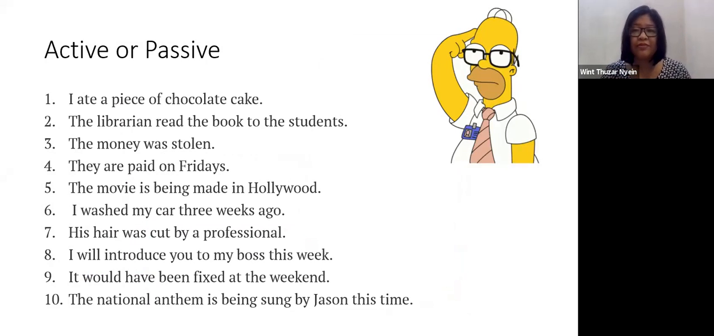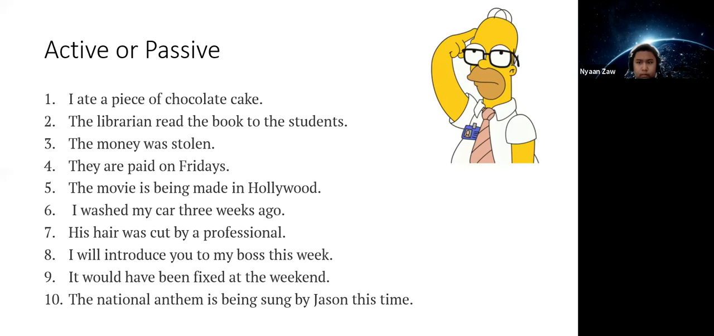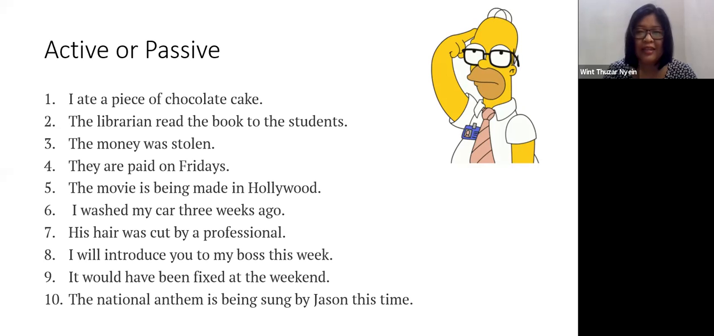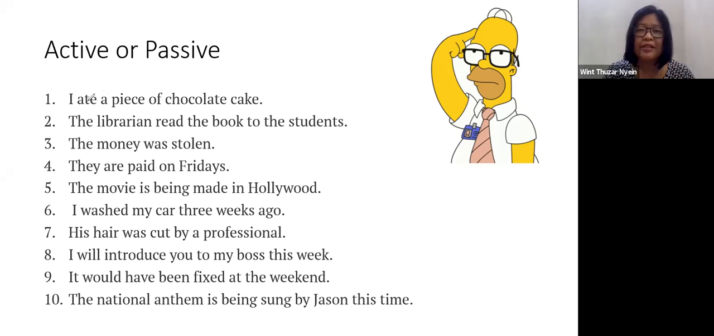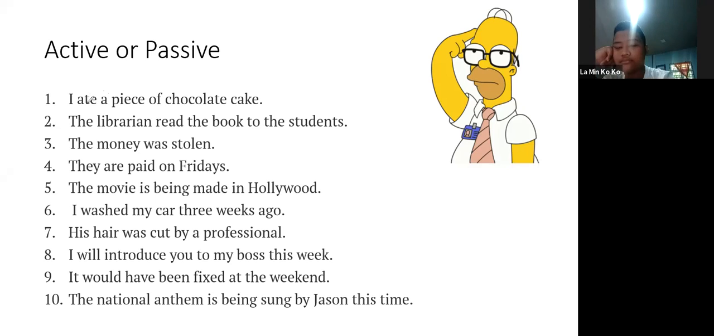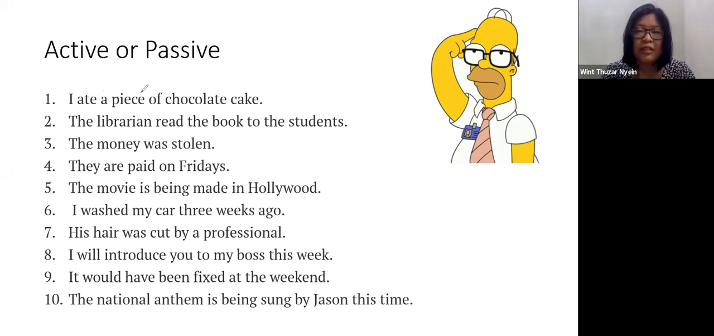Number 1. I ate a piece of chocolate cake. Is it passive or active? Active. Okay. You see the above, right? It is past tense, right? Past tense is verb 2, so this is active, because the doer is written first. Yes, you're right. This is active.